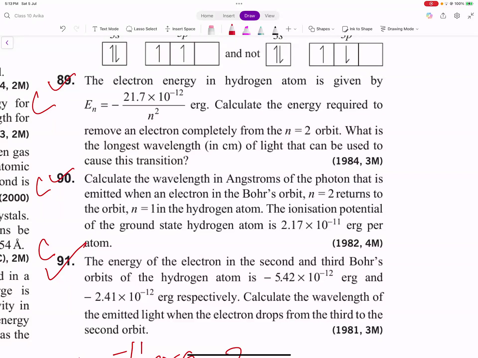Is it 121.5 nanometer with 90? How much? 121.5. Yeah, around 122 nanometers, right? Yeah. Okay. That is it. Great.